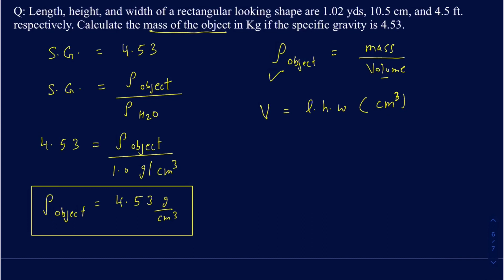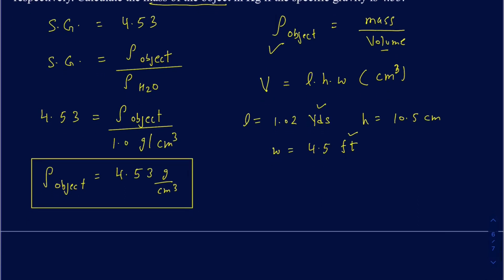However, the length is given. So length is 1.02 yards. Then we have the height given as 10.5 centimeters. And then we are given the width to be 4.5 feet. Well, we already have the height in centimeters, so we don't have to worry about converting that. However, the length, which is given in yards, and the width, which is given in feet, we need to convert those into centimeters. So let's do the dimensional analysis on those.